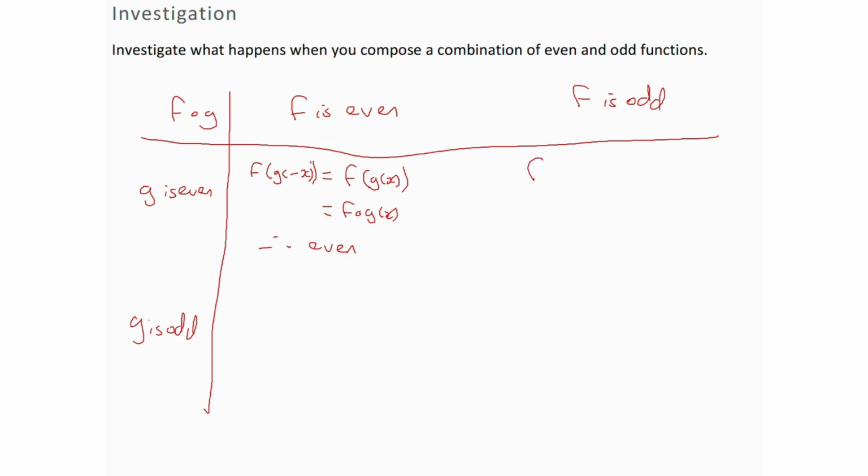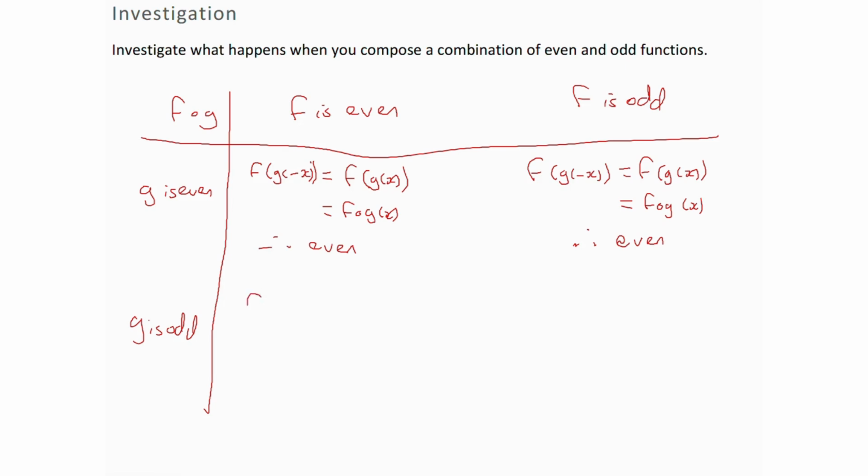Similarly, f composed with g of minus x over here. Well, given that g of x is even, this is f of g of x, which is just f composed with g of x. So therefore, it's even. The idea of what f was didn't impact these ones. It didn't make a difference because the g of x already made it equal to the same thing.